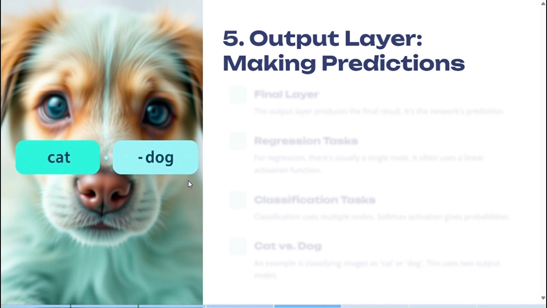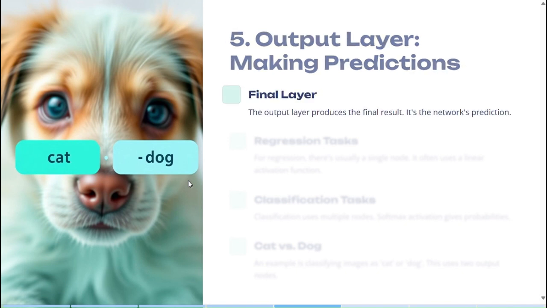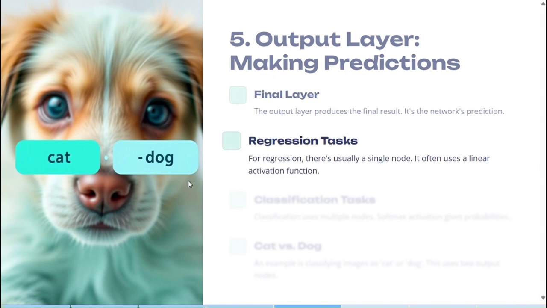Next, the output layer, which helps in making predictions. First, the final layer. The output layer generates the final prediction. The number of neurons in the output layer depends on the type of problem. First, for regression tasks, there's usually a single output node and the activation function is often linear.